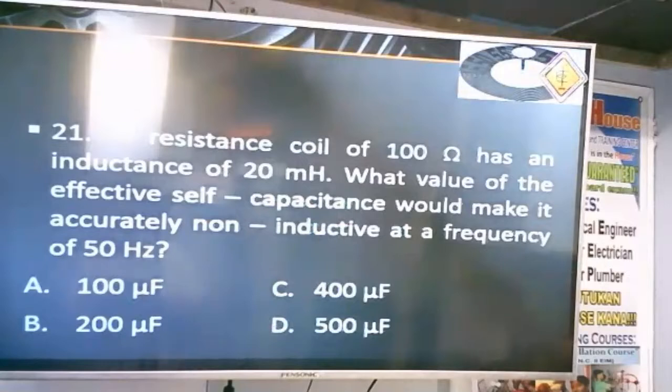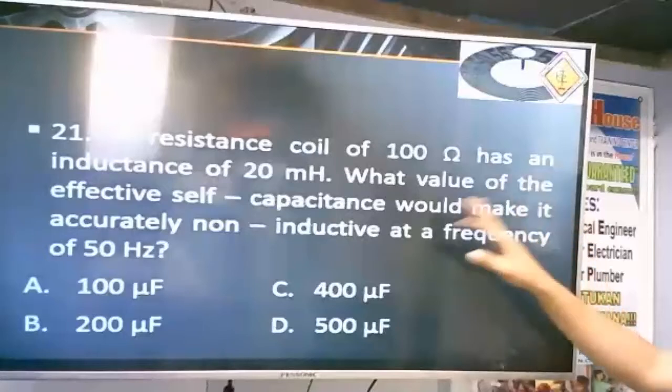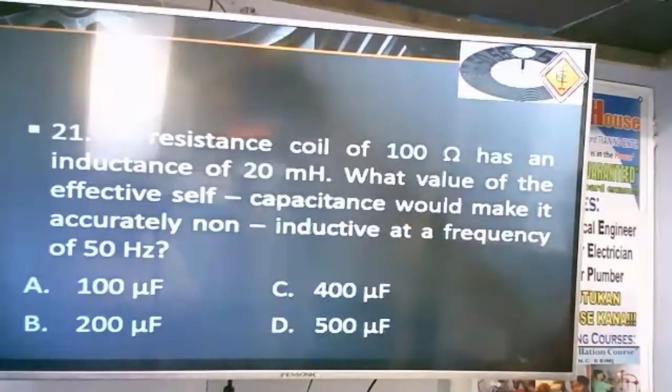Okay, a coil of resistance 100 ohms has an inductance of 20 millihenry. What value of the effective self-capacitance would make it accurately non-inductive at a frequency of 50 hertz? Okay? So, that is for number 21.